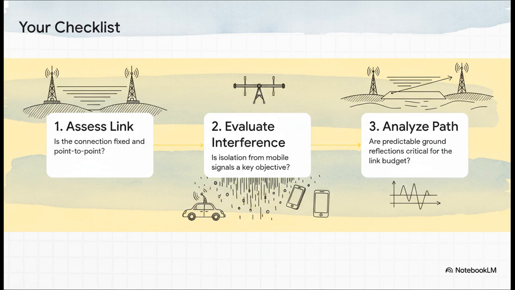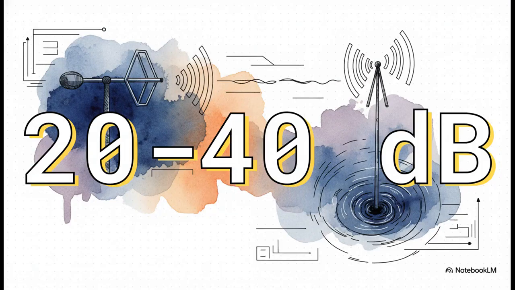First off, is the link fixed? Second, do you desperately need to keep it isolated from all the noise of mobile signals? And third, is a predictable path absolutely critical for your link budget? If you're nodding your head yes to these, then horizontal polarization is almost certainly your best bet. And please remember why this all matters. We're not talking about tiny little gains here. The source material points out that a simple polarization mismatch, trying to catch a horizontal signal with a vertical antenna, can cost you up to 40 dB of signal. That is a massive loss that no amount of power is going to fix for you.